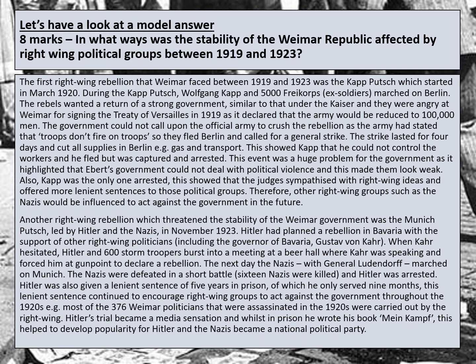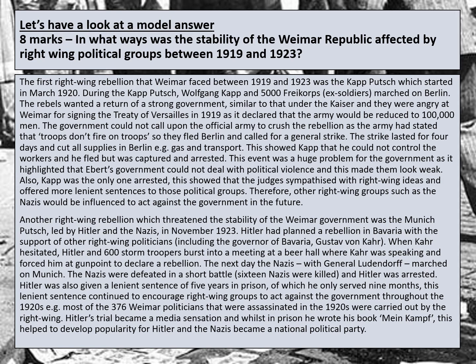Hitler was given a lenient sentence of 5 years in prison, of which he only served 9 months. This lenient sentence continued to encourage right-wing groups to act against the government throughout the 1920s. For example, most of the 376 Weimar politicians that were assassinated in the 1920s were killed by the right wing. Hitler's trial also became a media sensation, and whilst in prison, he wrote his book Mein Kampf. This helped to develop popularity for Hitler, and the Nazis became a national political party.